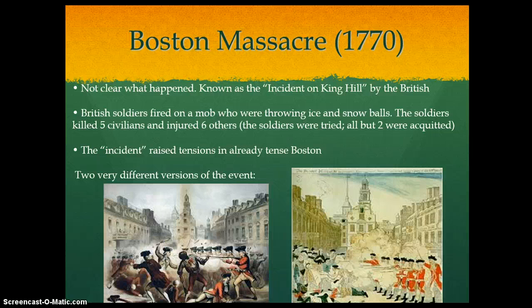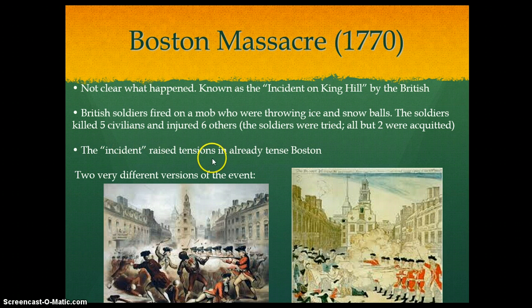It should be noted that a future president and a founding father, John Adams, was the defense attorney for the British troops, which kind of sets up a precedent for the Adams family, just defending the underdog. So more on that later in some other screencasts.